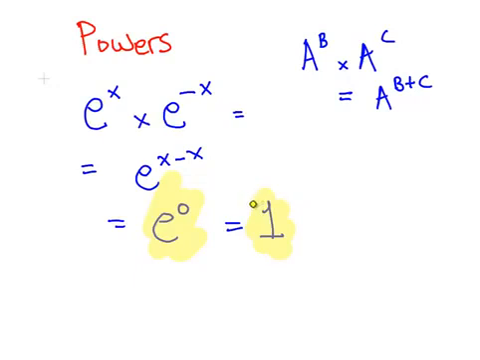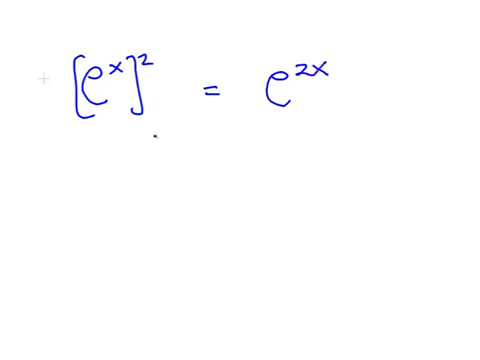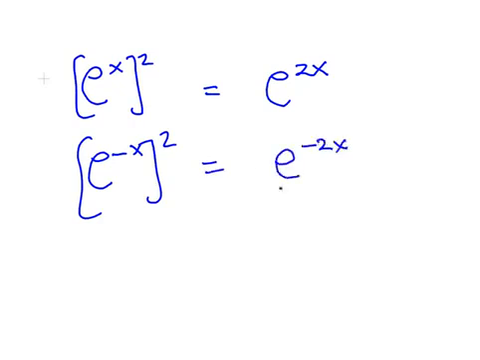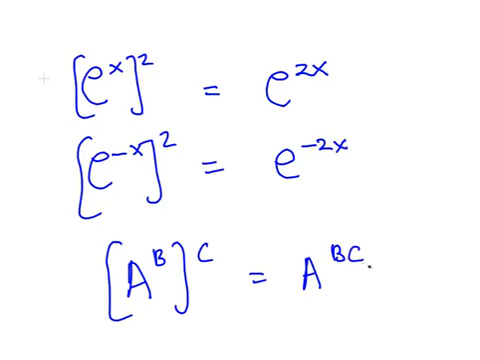Another thing to remember is e to the 0 is equal to 1. Oh yeah, e to the power of x, squared is simply e to the 2x, okay, and e to the minus x, squared is also minus 2x. So what we're doing here is any a to the power of b, all to the power of c. Essentially, you just multiply b times c. Okay?